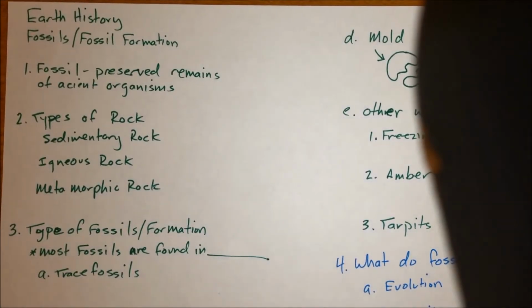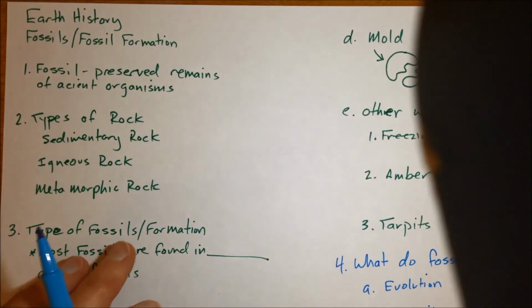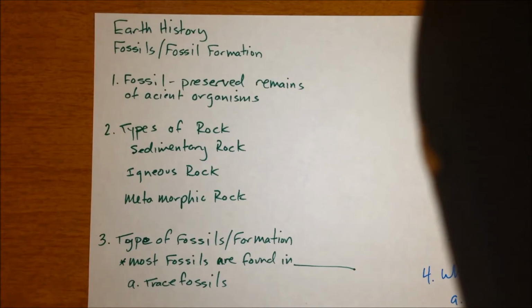Okay, this is the first video in our Earth History unit where we discuss fossils and fossil formation. The Earth History unit is where we take a look at how we figure out what's occurred on the Earth in the past according to the rock layers and fossils, determining things called relative age and absolute age. So, the first part of the unit focuses on fossils and how they're formed.